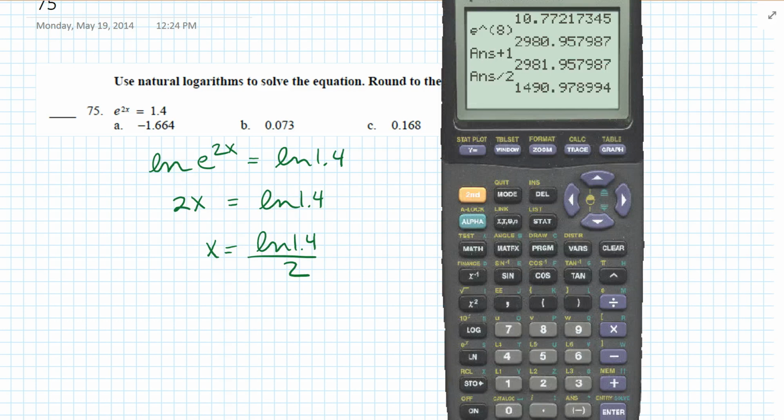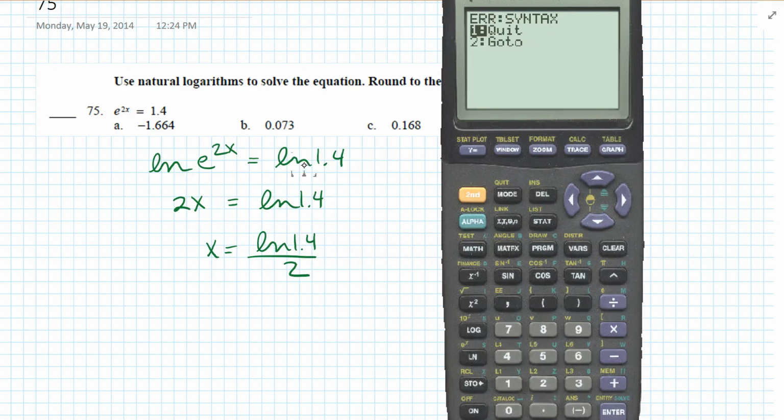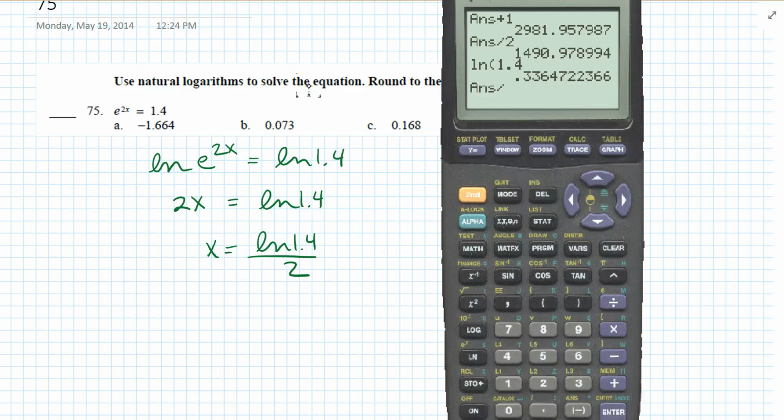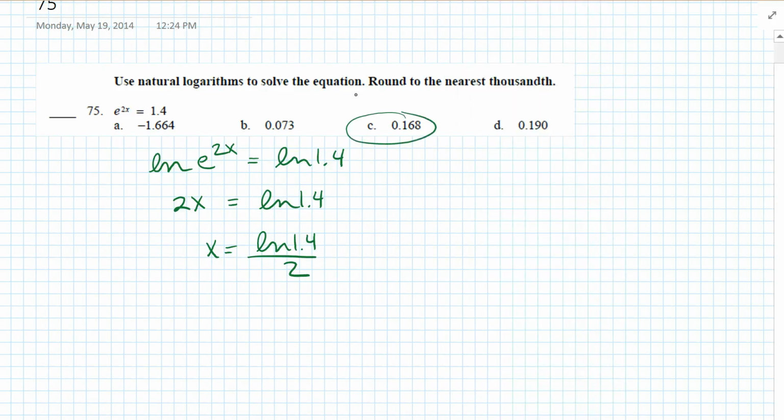So get our handy dandy calculator out. Let's do the natural log of 1.4. Hit enter. Divide that by 2. Let's try that again. Answer divided by 2. 0.168. So I got the answer C.